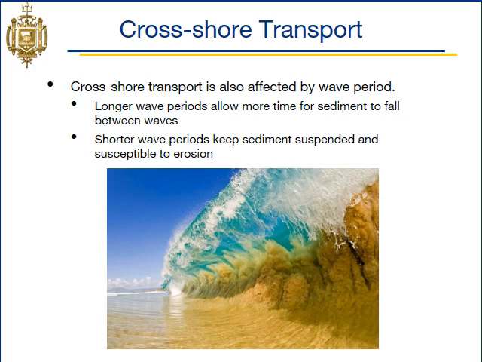Okay, so shorter wave periods. If waves come one after the other, back to back to back, all that sediment that's been suspended never gets a chance to fall down, and that means it's more likely to be eroded away. This is a great picture of sediment being suspended in a wave. We get this great plunging wave, and a bunch of sediment is suspended as this wave goes through. If another wave was right behind it, it would keep that sediment suspended and not let it fall back down. So we probably see a lot of erosion at that type of beach.